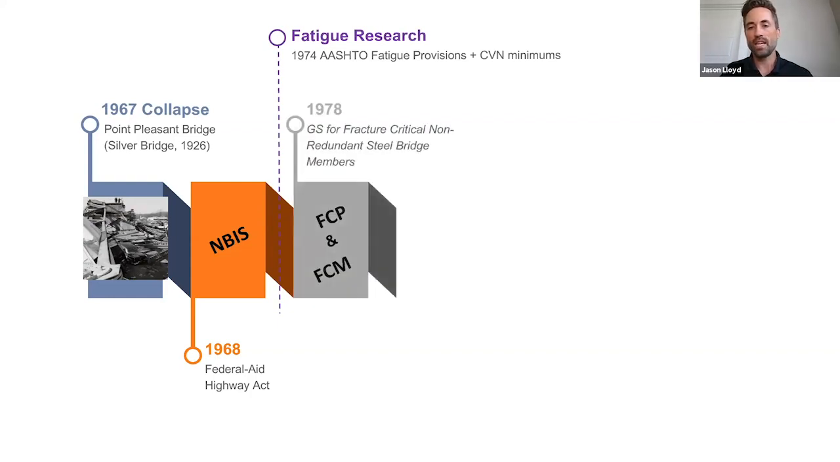In 1978, AASHTO published the first edition of the guide specifications for fracture critical non-redundant steel bridge members, becoming known as the Fracture Control Plan, or FCP. This was the document that introduced the term fracture critical member, in fact. It implemented reduced fatigue stress range limits and improved fabrication quality control measures for FCMs.